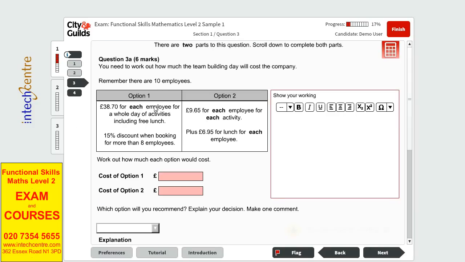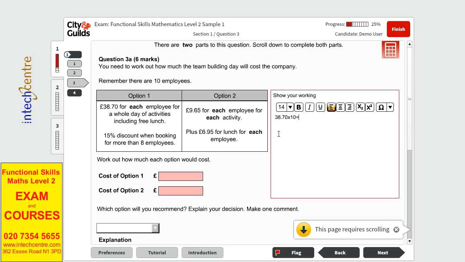Now we'll move on to question 3a. This is 6 marks, so we have to make sure we attempt it. You need to work out how much the team building day will cost the company. There are 10 employees. So they are telling us for option 1 that the cost for each employee for the whole day of activities including free lunch is 38.70, and that there's a 15% discount when booking for more than 8 people. Now first let's find out the cost of 10 people doing the activities for the whole day.